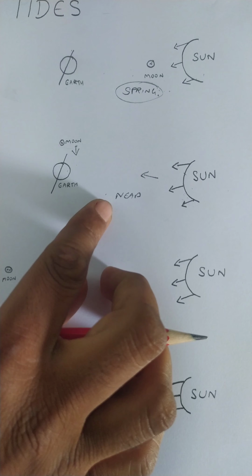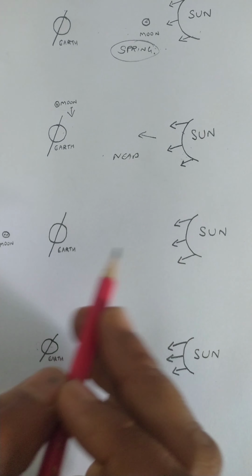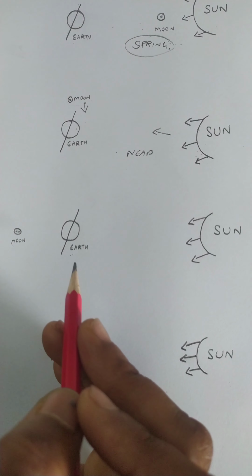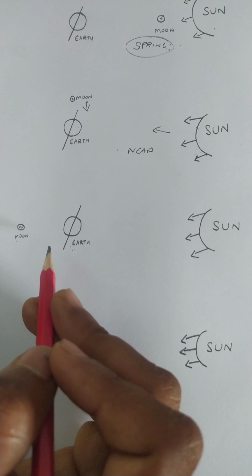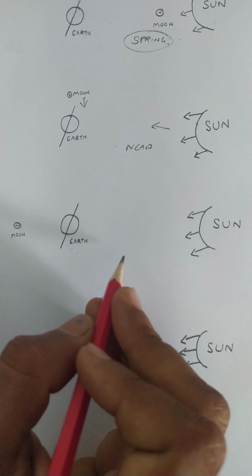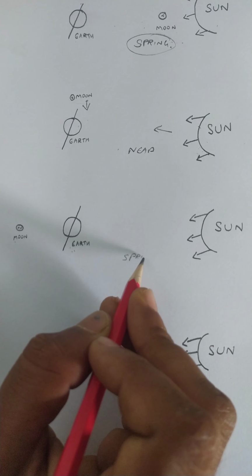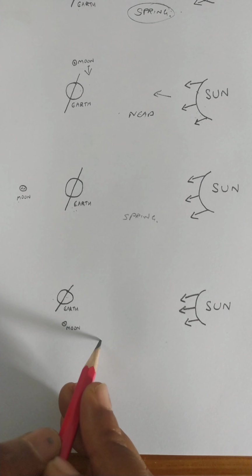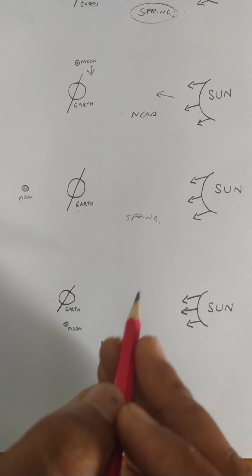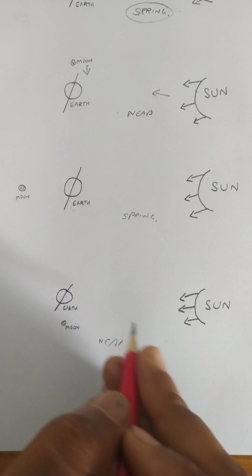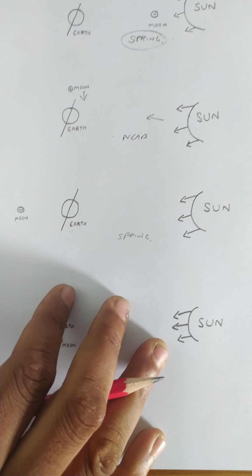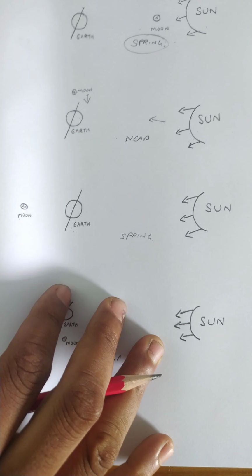The same comes again when the sun and the moon are in opposite directions and the earth is in the middle. In this position also, a spring tide will be caused, and again a neap tide will be caused when the sun and the moon are at 90 degrees. So in the tide tables, this is very easily understood.